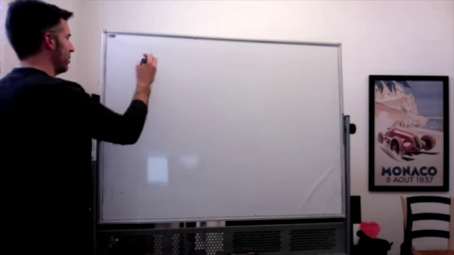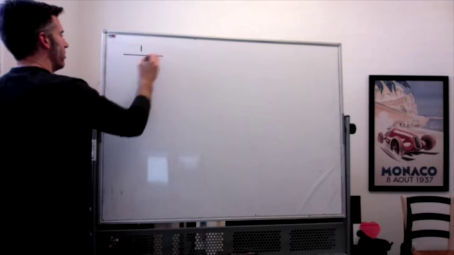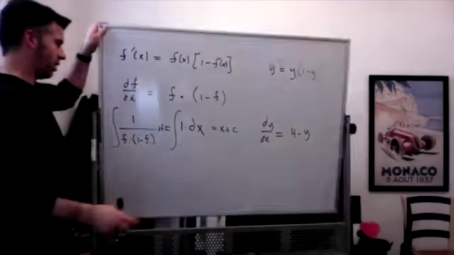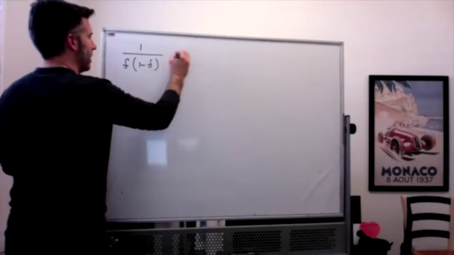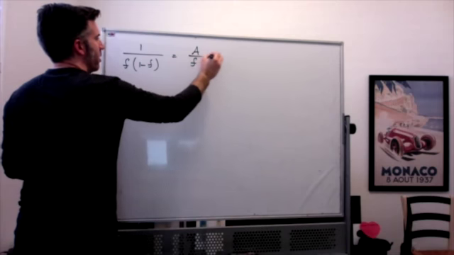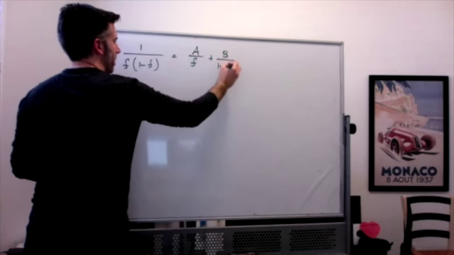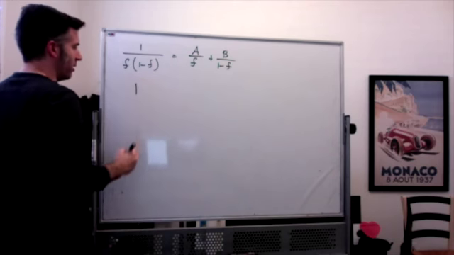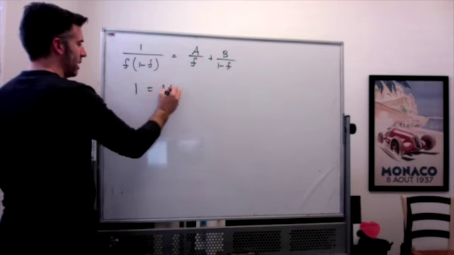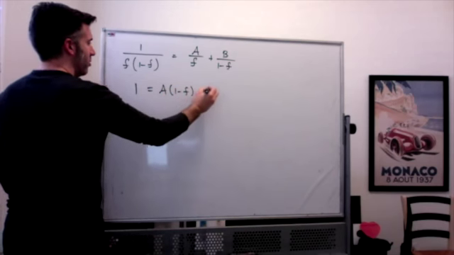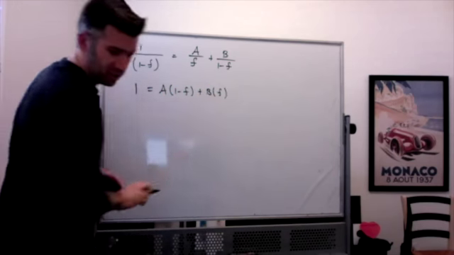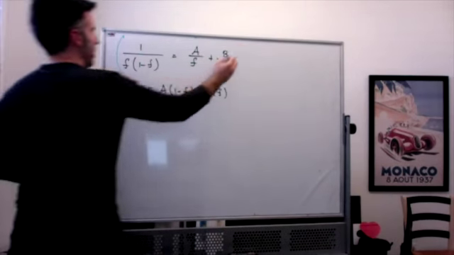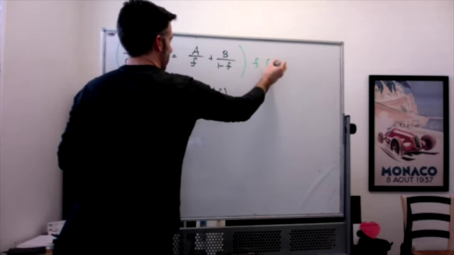But let's do this partial fraction. So we're trying to write 1 over f times 1 minus f. Was that right? Yes. Okay. So we're going to write this as a over f plus b over 1 minus f. We're going to multiply both sides by the common denominator. So 1 on that side, a times 1 minus f plus b times f. Just to make sure everyone is cool with that step, all I did was multiply both sides by f times 1 minus f.